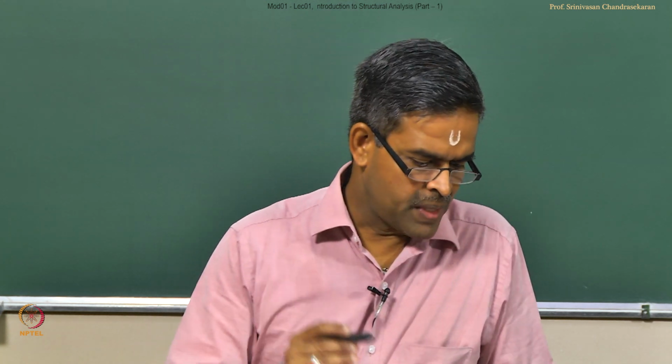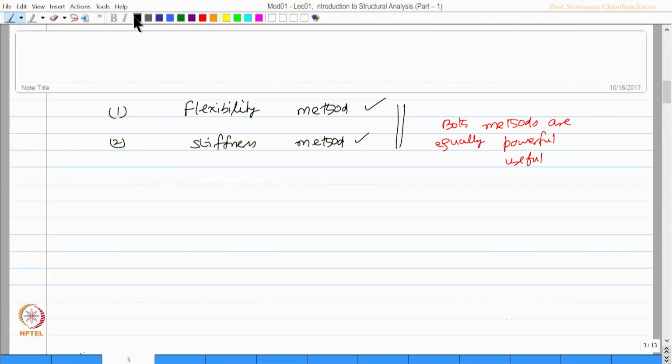Having said this, let us try to now understand the difference between these two methods, because I should know the difference. So, in the flexibility method, because any method of solution has unknowns, let us see what are the unknowns in this case.